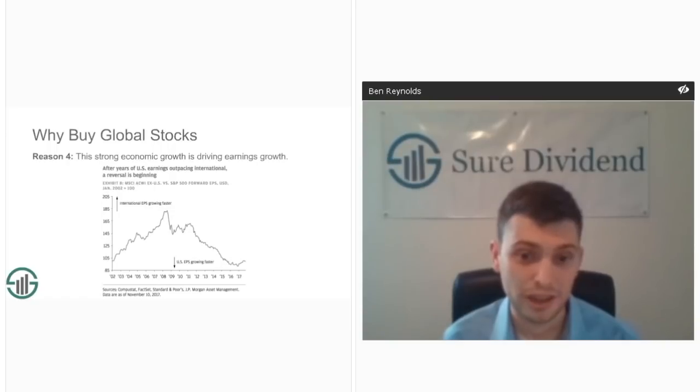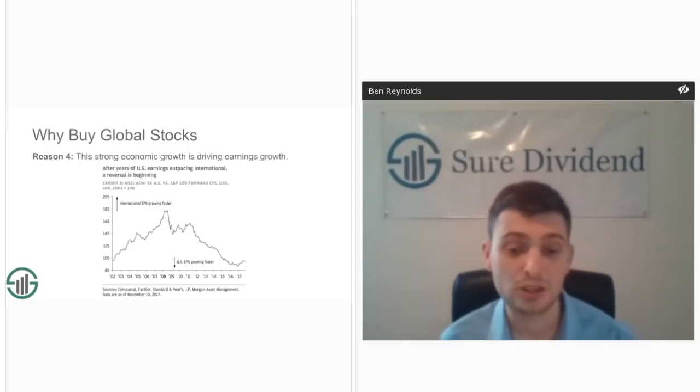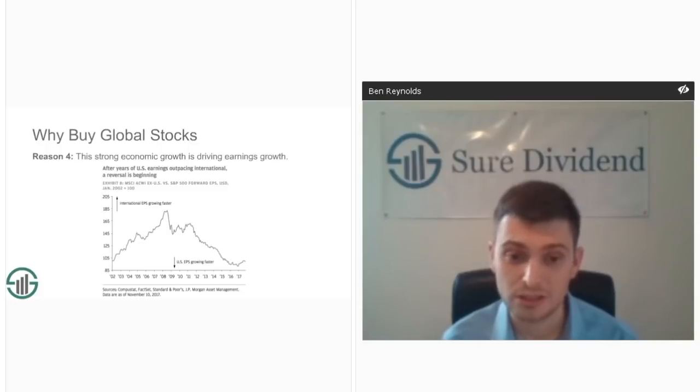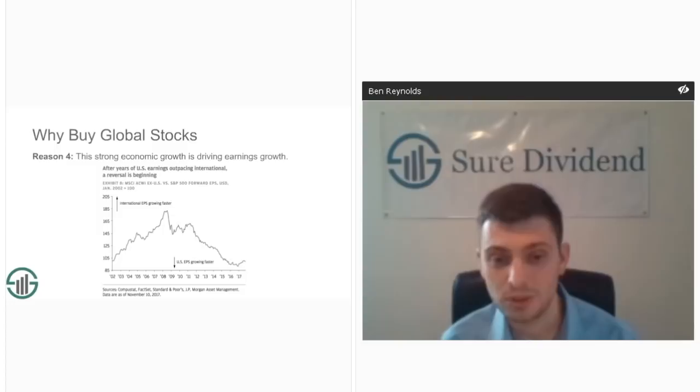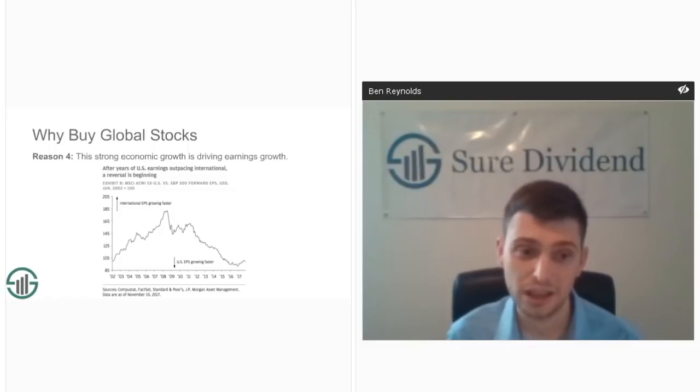There's strong economic growth driving earnings growth. And you can see that the U.S. corporations had been growing their earnings quicker than international corporations. And that trend appears to be reversing now. So we're seeing the opposite happen. So now appears to be a good time to look to international markets for valuation, for the reversal of this trend here, and for overall economic growth.